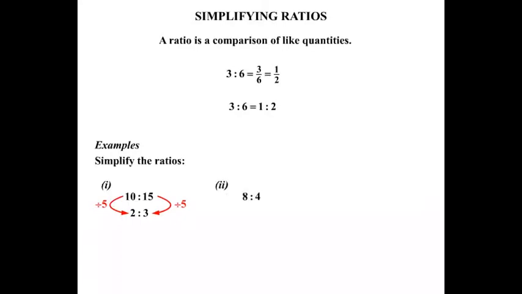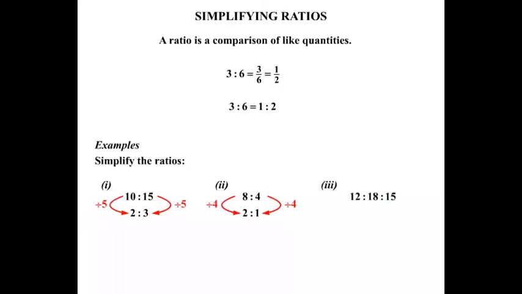Example 2, we need to simplify 8 to 4. Can you think of a number that goes into both? Well, if you said 4, that would be right. We're going to divide both by 4. So 8 divided by 4 gives us 2. And then 4 divided by 4 is 1. So our simplified ratio there is 2 to 1.